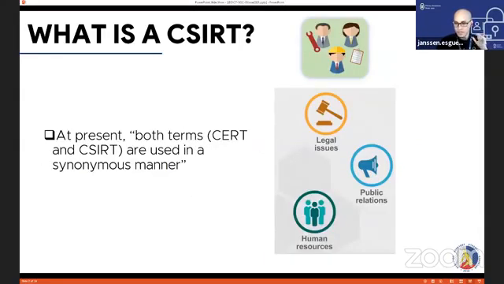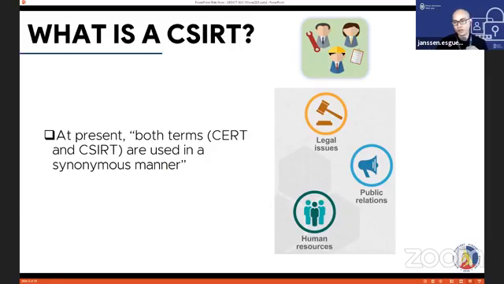How about, what's a CSIRT? Presently, these two terms are used interchangeably. CSIRT is an acronym for Computer Security Incident Response Team. The CSIRT relies more on, or suggests, working, collaborating and coordinating with a cross-functional team.